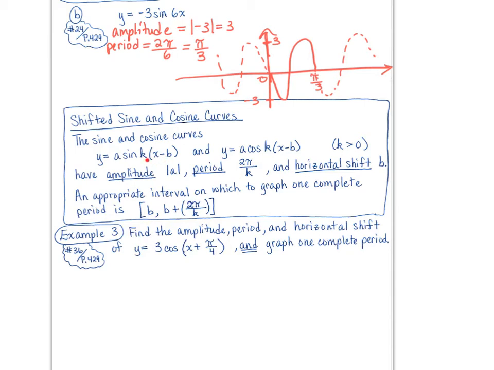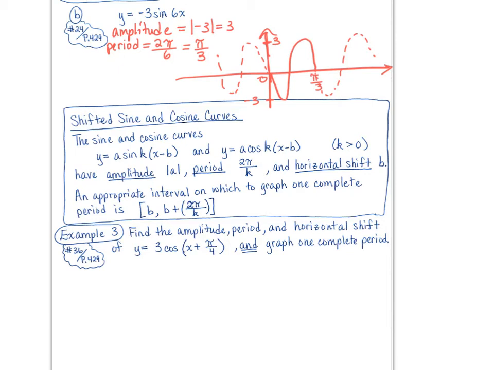So if you see kx minus a number, then you're going to have to factor k out to help you find the horizontal shift. The horizontal shift is given by b. We'll go over an example where we have to do that. An appropriate interval on which to graph one complete period is the closed interval b to b plus 2 pi over k. So you use your horizontal shift, and then you add to it 2 pi divided by k, or add your period to it. Does that make sense?